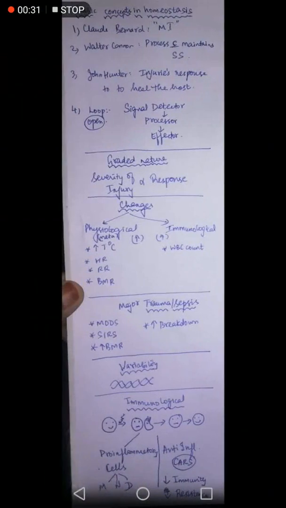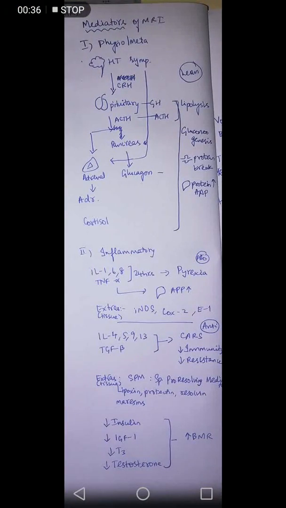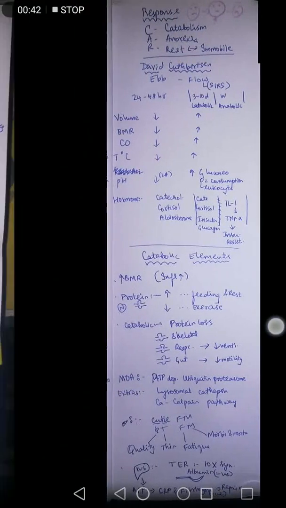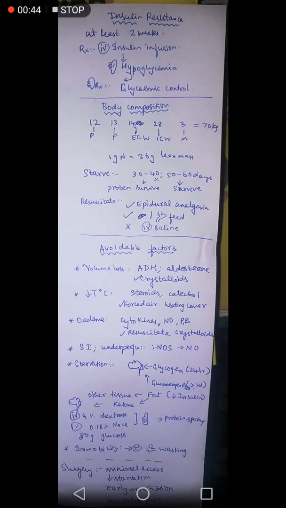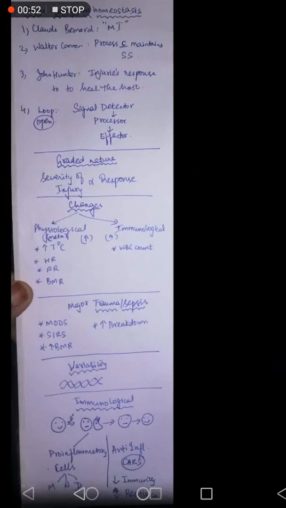Having known what injury means, we'll go into various aspects of injury. We'll see the basic concepts of homeostasis, the mediators of the metabolic response to injury, inflammatory mediators, response, catabolic elements, avoidable factors, the body composition, insulin resistance, and so on. So let's get started: metabolic response to injury.